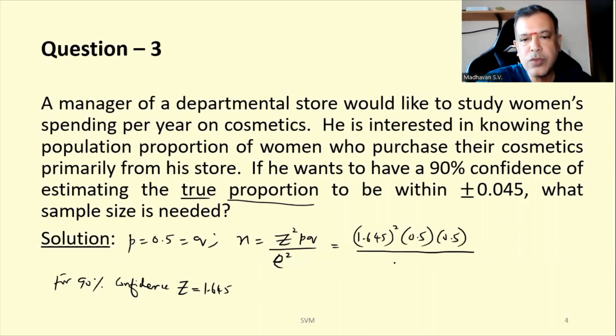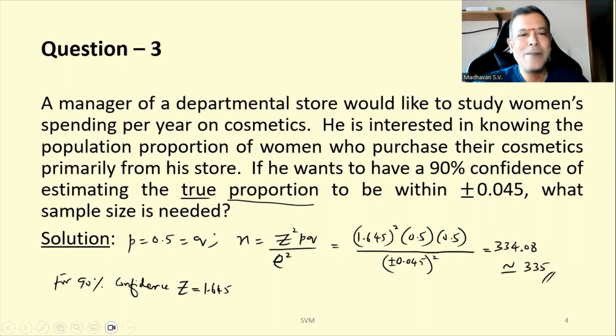E is given in this question as within plus or minus 0.045. So 0.045 plus or minus, the square. Whether it is plus or minus, when I square it, it becomes positive again in the denominator. So when we calculate this, we get 334.08, which is rounded up. While determining sample size, you always round it up. That means it becomes 335. That is the solution for this question.